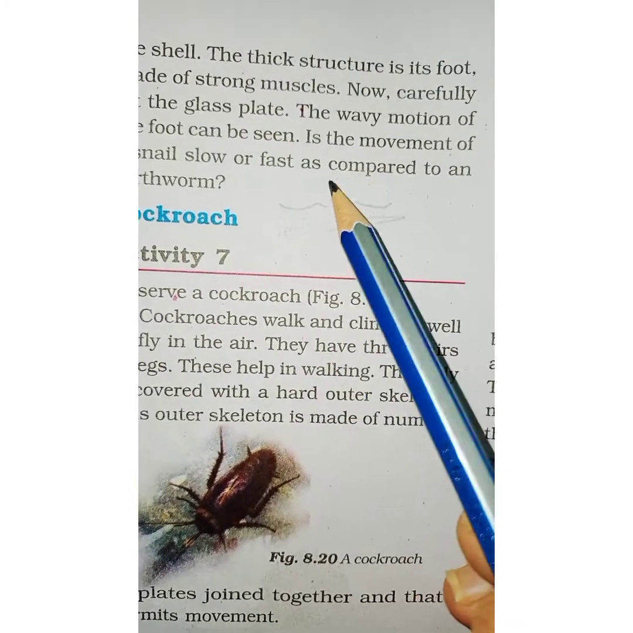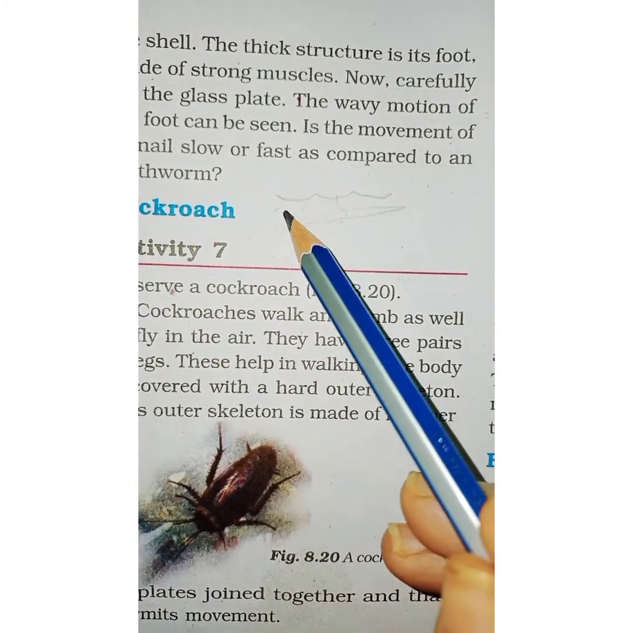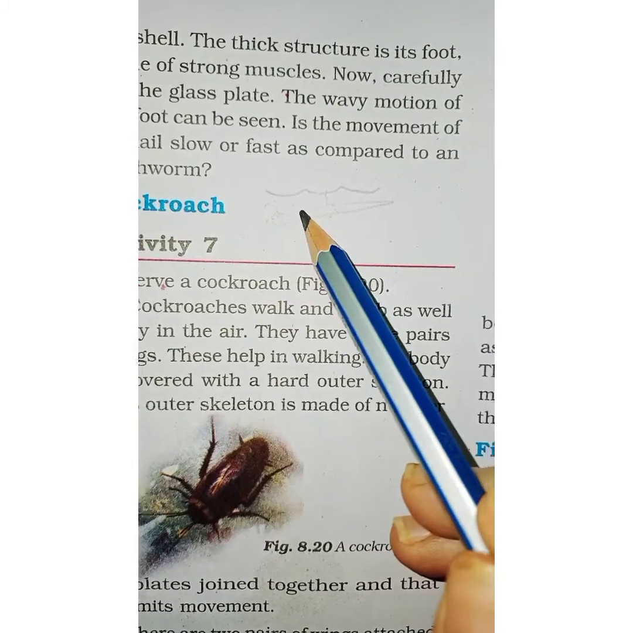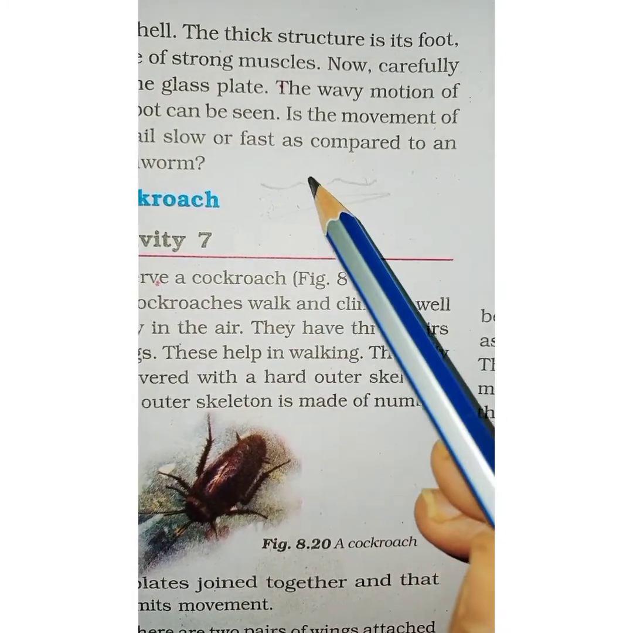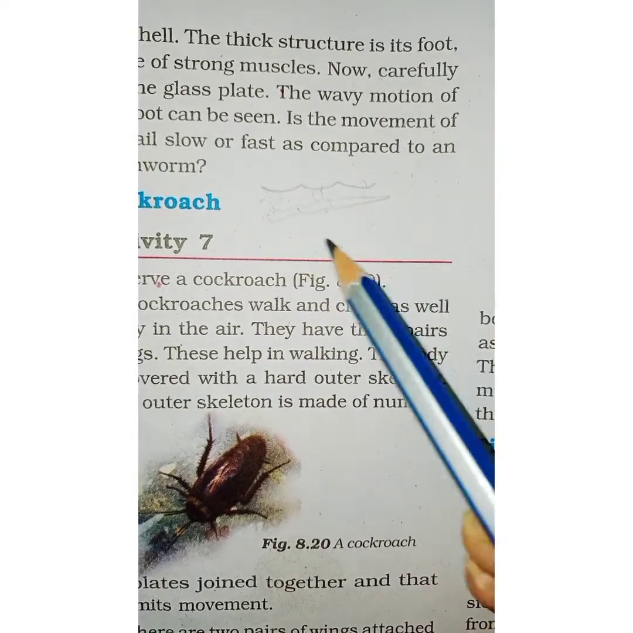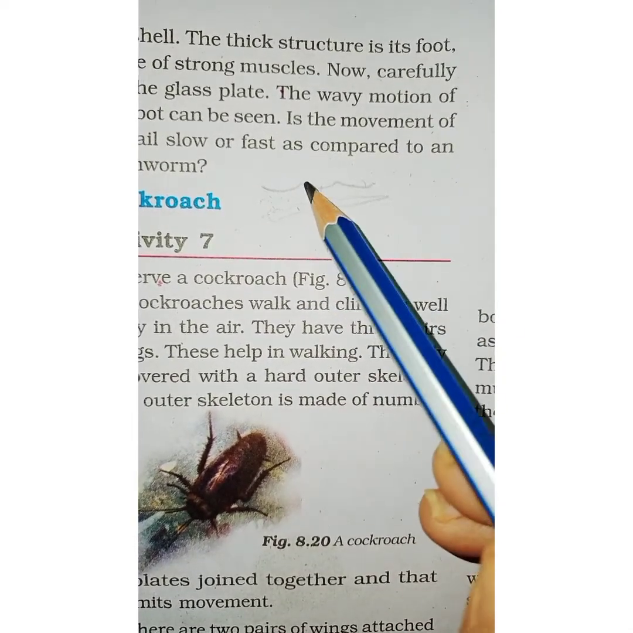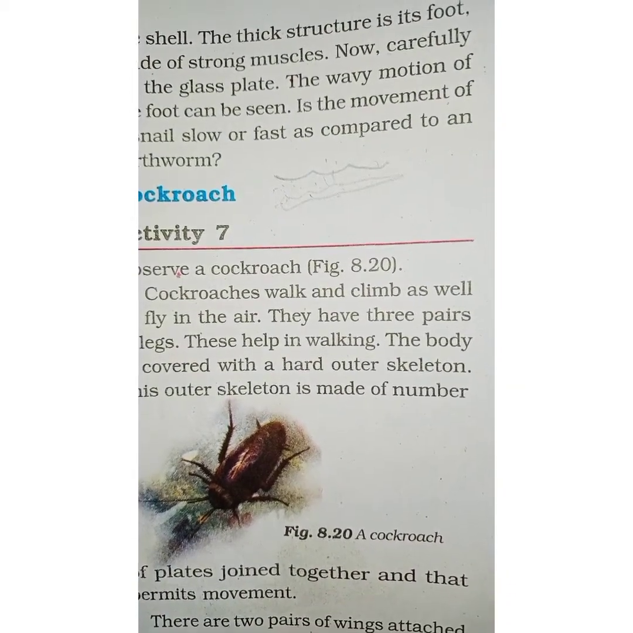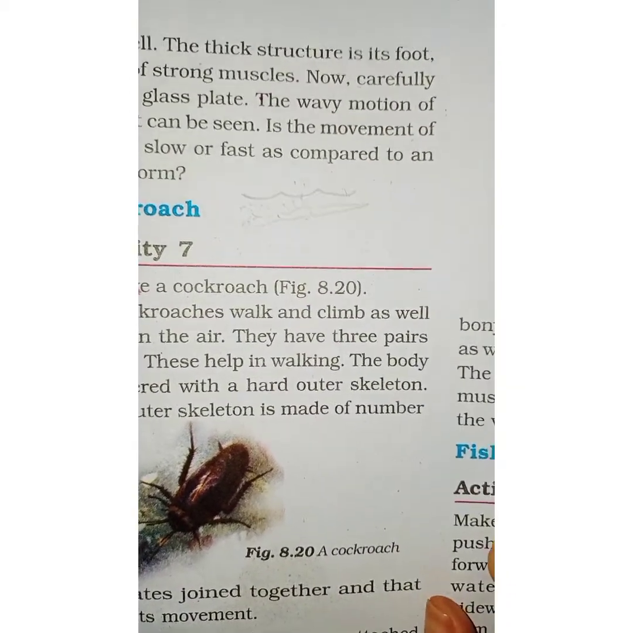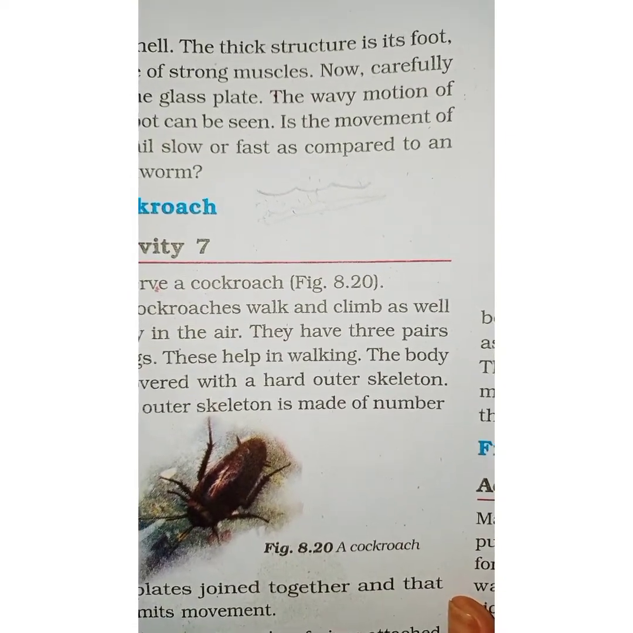One more thing is the shell. What is the use of the shell? Whenever there is danger to the snail, it will go inside and hide itself inside that shell. So that shell is useful. It is useful for the snail to escape from any danger.